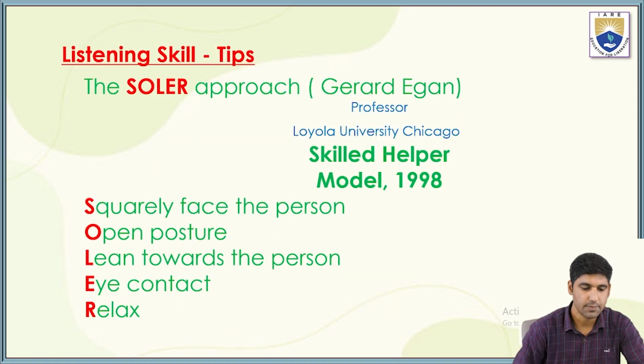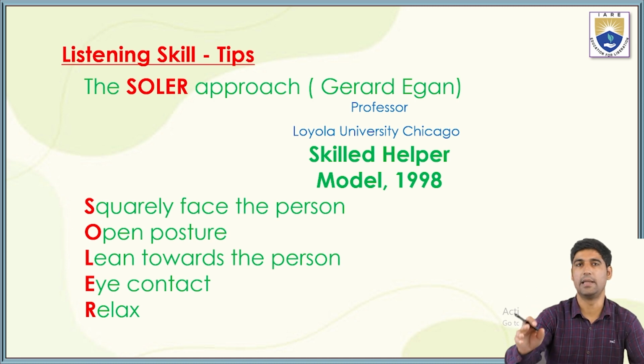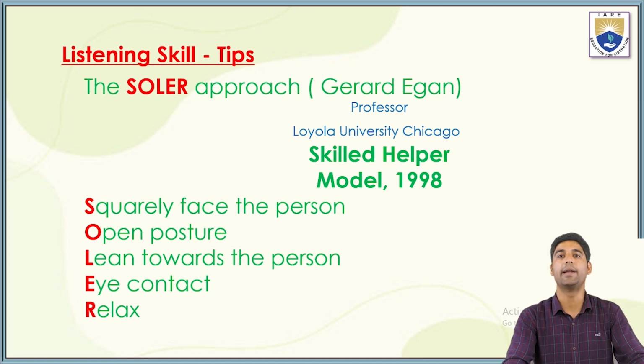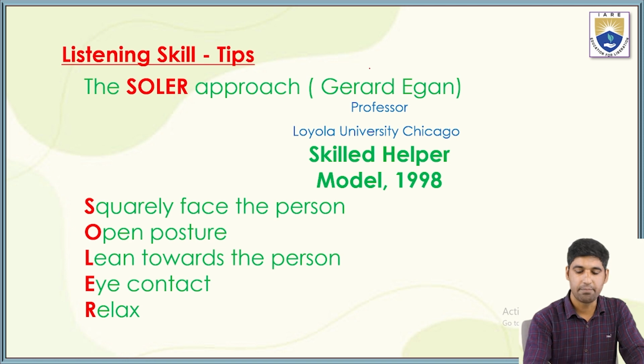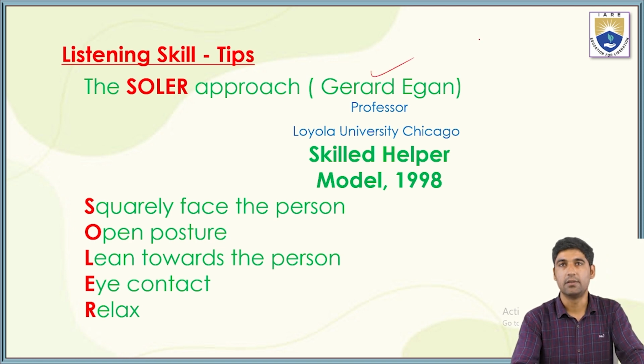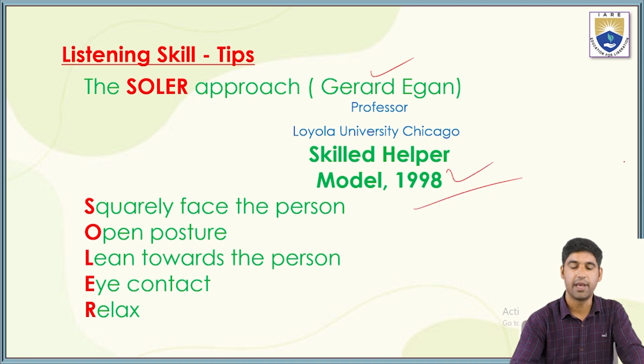Then, some listening tips are there. See, it all depends upon the listening. It's all listener oriented. A listener has to be active. So there are some tips for listening. There is an approach given by Gerard Egan. Gerard Egan is a professor at Loyola University, Chicago. He has given a model for listening, which is famous by the name SOLER Model. He gave it in 1998.